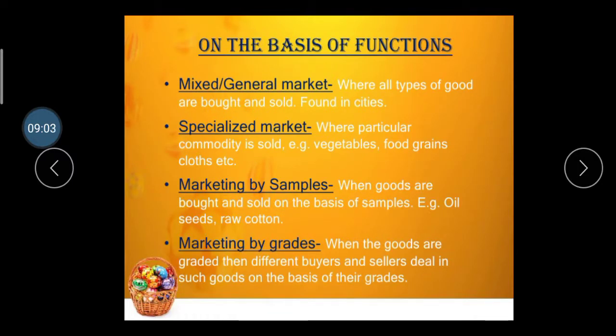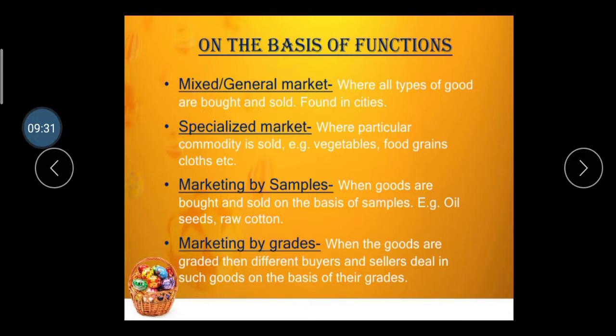Then, on the basis of function, there are the mixed and general markets, where all types of goods are bought and sold, found in cities. Malls are considered in this mixed and general market. Then the specialized market, where a particular commodity is sold. For example, the vegetable market, food and grain market, and cloth market, right?